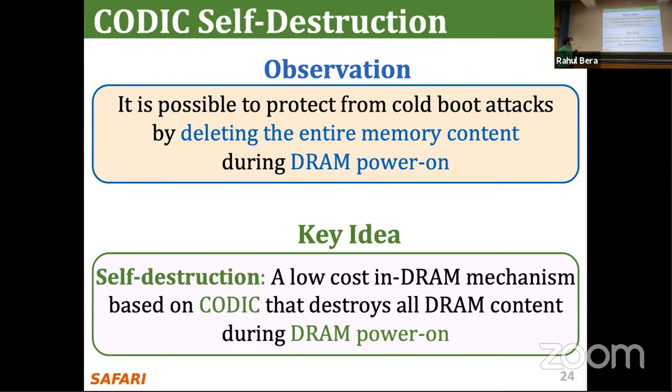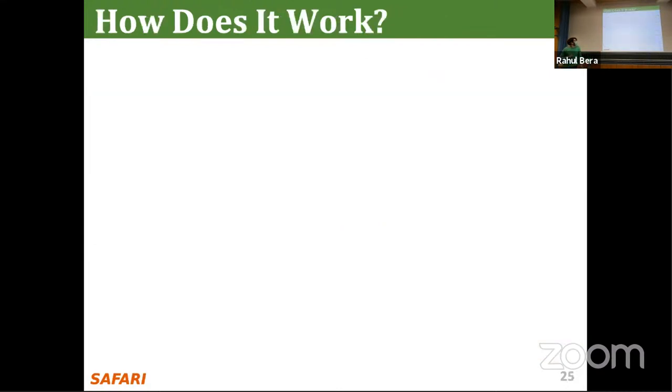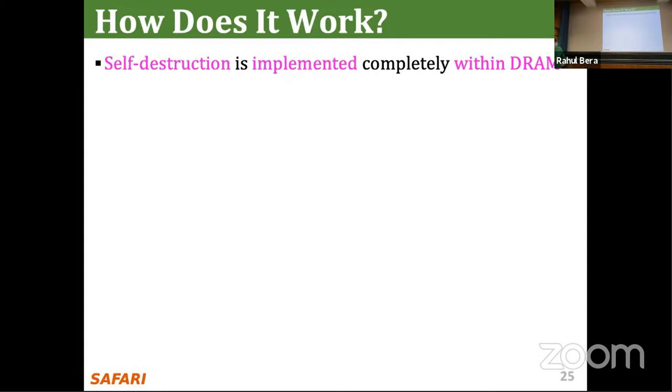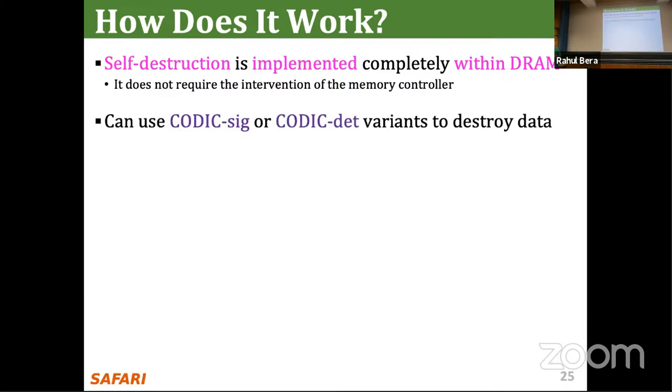So the key idea is self-destruction, a low-cost in-DRAM mechanism based on CODIC that destroys all DRAM content during DRAM power on. How does it work? Self-destruction is implemented completely within DRAM. It does not require the intervention of the memory controller. It can use CODIC-seq or CODIC-dec variants to destroy data. The important thing is that it destroys the original data.